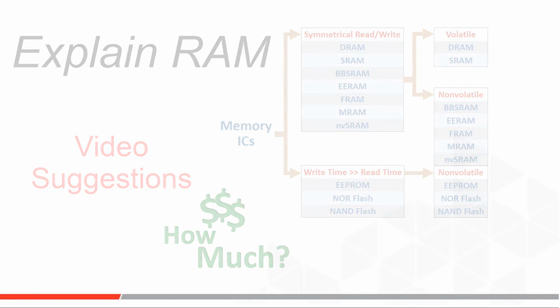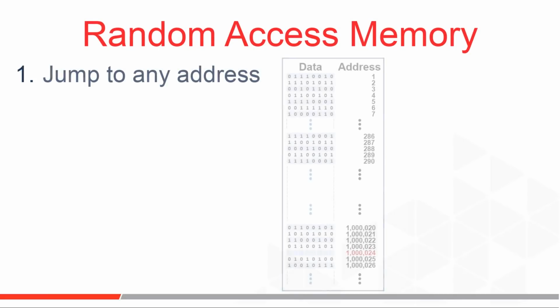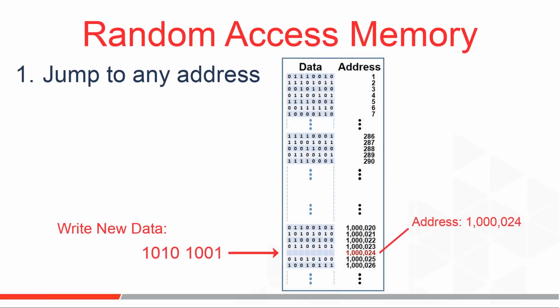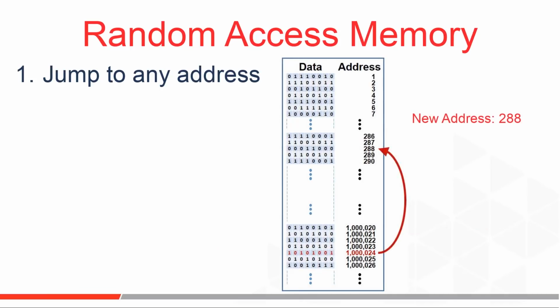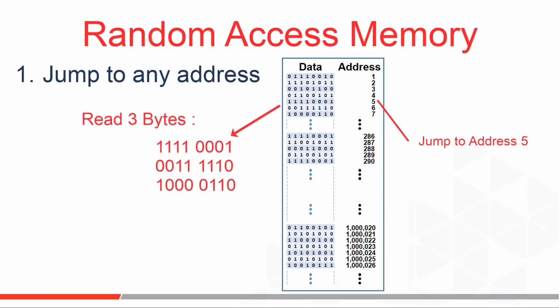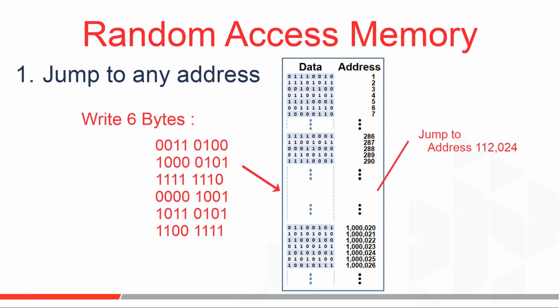Okay, let's get started. Random access memory has two defining traits. First, you can jump around in the memory space using addresses. You can write new data up here at address 1024, and then you can send a new address command and immediately read what is down here at address 288. You can also pick any starting address and then read or write sequentially from that point. Stop when you want and jump to a different spot and do it again.